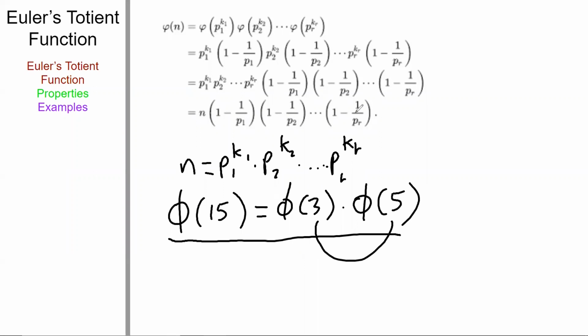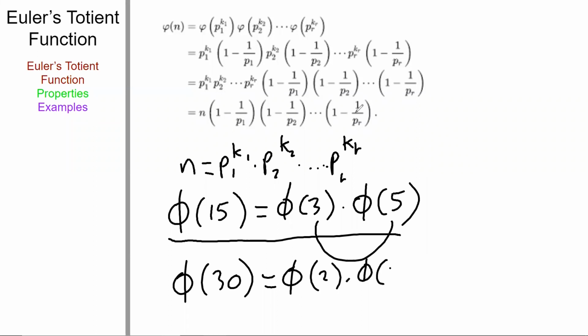So for example, if I had phi of 30, well, you can go and calculate the number of numbers less than 30 that are relatively prime to it. But what you can do is you can break 30 down into phi of, because 30 equals 2 times 3 times 5, phi of 2 times phi of 3 times phi of 5. And these 3 functions are much easier to calculate.